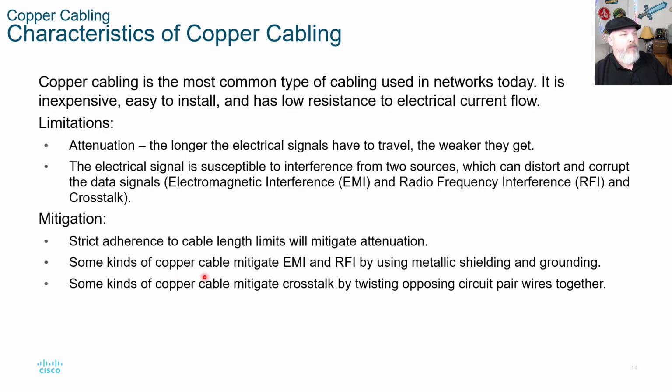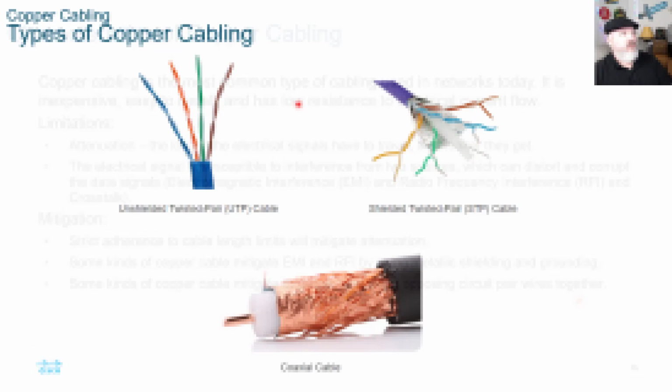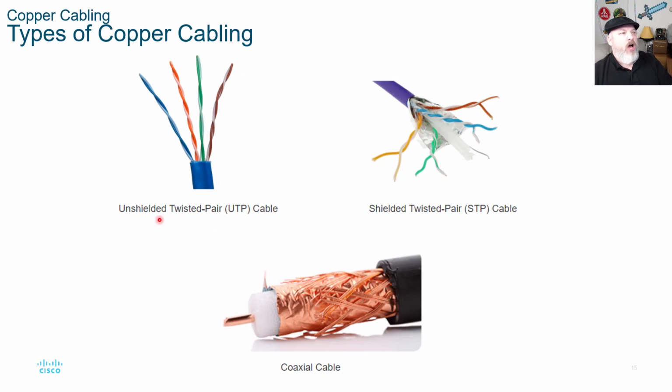Some types of copper cable can mitigate EMI and RFI by using metallic shielding and grounding. And some types of copper cable mitigate crosstalk by twisting opposing circuit pair wires together. We're going to talk about those here in just a minute. Some of the types of copper cabling are unshielded twisted pair, or UTP. Unshielded twisted pair means there's no shielding on it, which means you're going to get more interference.